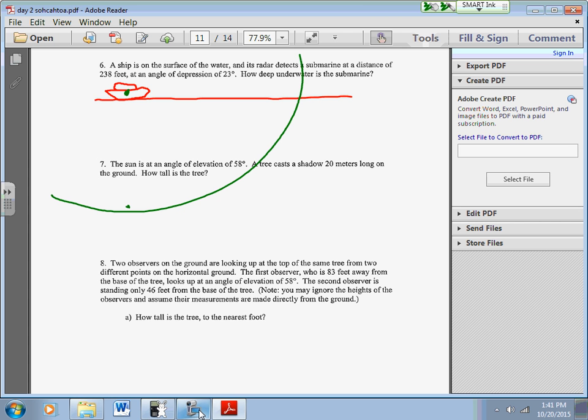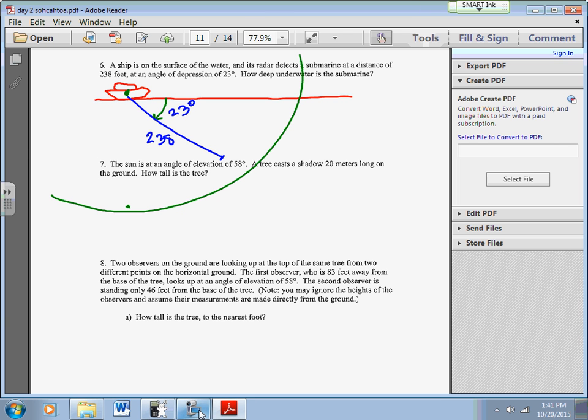Okay? So it says it detects a submarine at a distance of 238 feet. But then it says at an angle of depression of 23 degrees. So before you write the 238 on anything, you got to remember the boat's up here. The angle of depression then goes like this, doesn't it? So that means that the boat is detecting something 238 feet away from it at an angle of depression of 23 degrees.